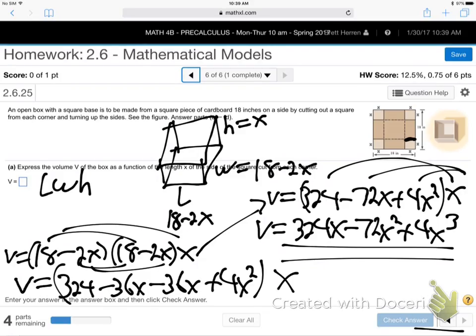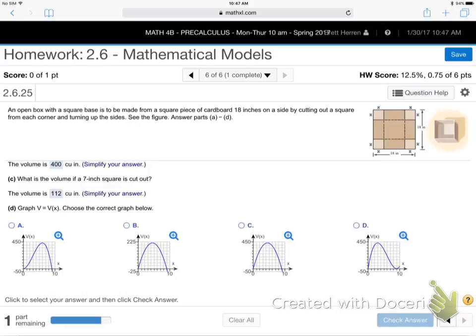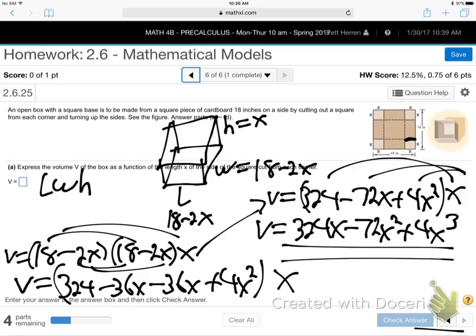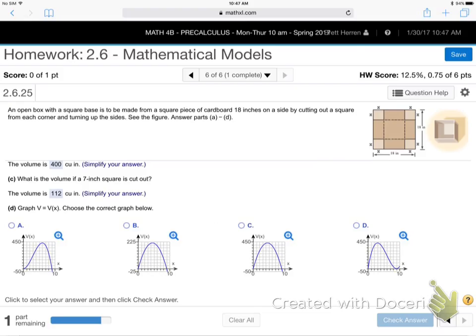All right, so now we're going to enter this into our calculator. So let's enter that into your calculator. It's off the screen though. So, all right, you guys got that in. Put that in Y1 and graph it. See what you get. I'm going to go back and see what it was. 324x minus 72x squared plus 4x cubed. And then just graph the thing.